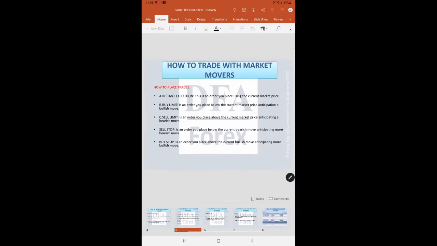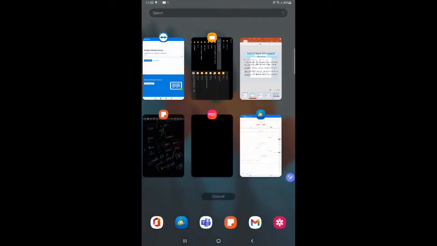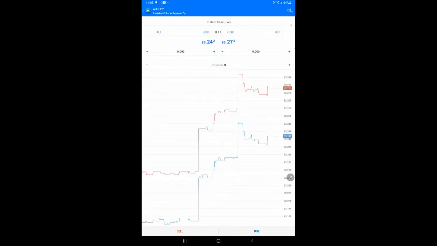Now let's go to number 2. We have what we call buy limit. Buy limit is an order you place below the current market price, anticipating a bullish move. Bullish means buying, bearish means selling. All right, so now let's go back to the chart and implement that.